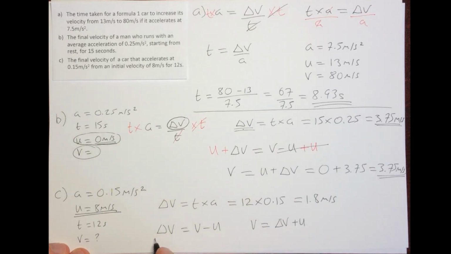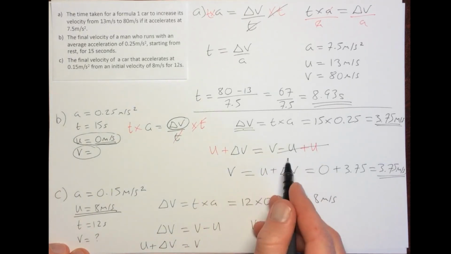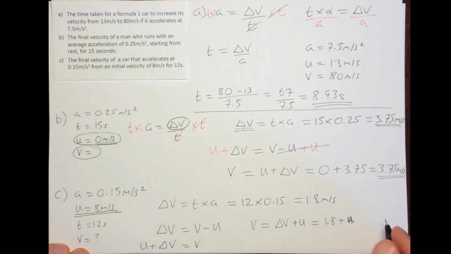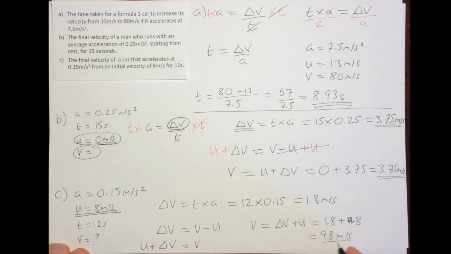So all I've done here, just to show you, I've taken this over this side, so I've got v equals delta v plus u. And then I've just swapped the two sides around. A shortcut method of doing this is to say that if this is a minus u on this side, when you bring it over this side, it's a plus u. And then you can just flip the equation around like that. And now I've got delta v, which is 1.8, plus u, which was 8, and that gives me 9.8 meters per second, and there's my final answer.